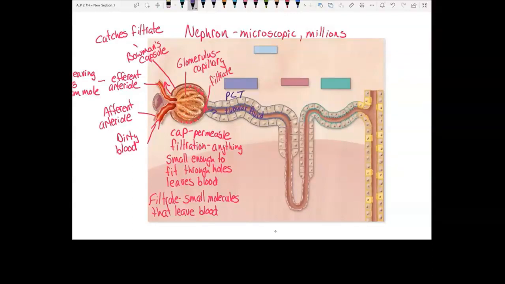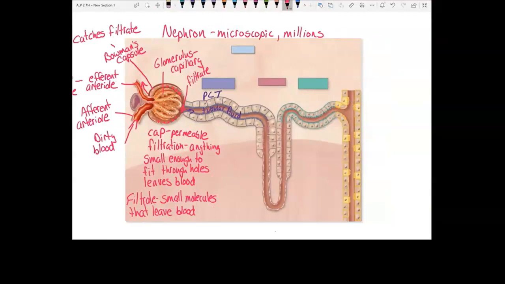Then that tubular fluid flows through the loop of Henle. So the tubular fluid goes in this direction. It goes down, it goes around, it goes back up. Then we get to the distal convoluted tubule. So we'll just abbreviate that DCT. That's distal convoluted tubule. The tubular fluid flows through here.